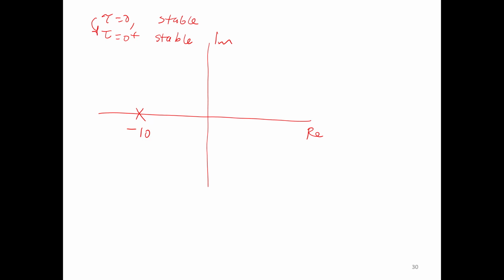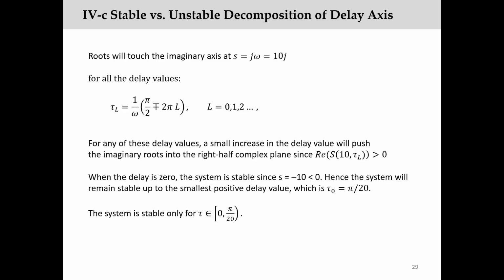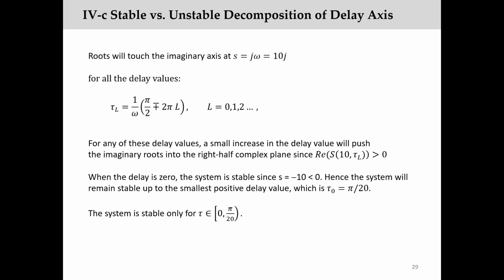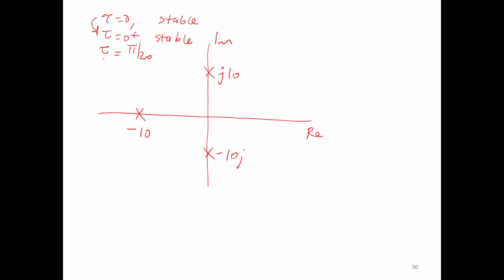And eventually, at some point, when the delay becomes sufficiently large, and we know that value, pi over 20, we'll have a pair of poles on the imaginary axis at 10j and minus 10j. And we also found out that their crossing direction is positive. And therefore, as the delay is increased to pi over 20 plus a very small value epsilon, these poles will go to the right-hand side.